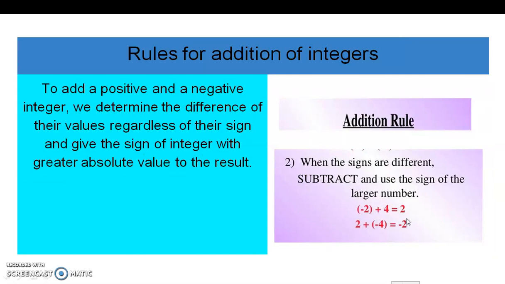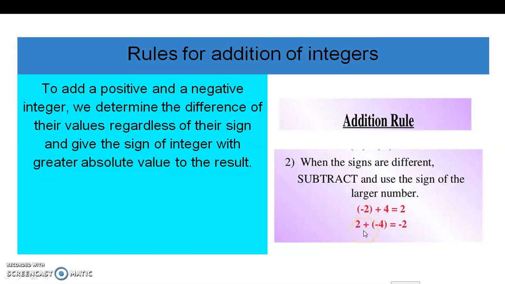Now if the integers carry different signs, for example, to add a positive and a negative integer, we will determine the difference of the values regardless of the sign, and we will give the sign of the integer with greater absolute value to the result. For example, we have -2 plus 4. 4 is a positive integer and -2 is a negative integer. So we will subtract them. 4 minus 2 is 2. And now we'll see which was the greater integer. 4 is the greater number. It has a plus sign, so answer will be +2.